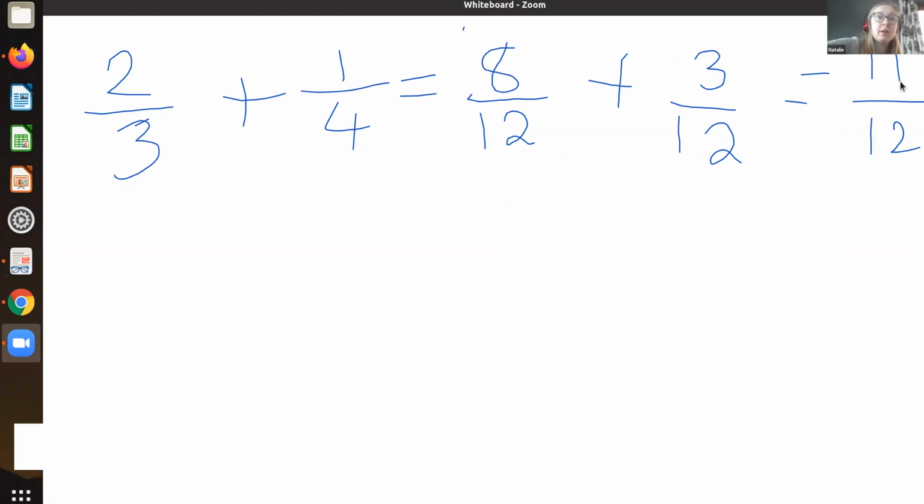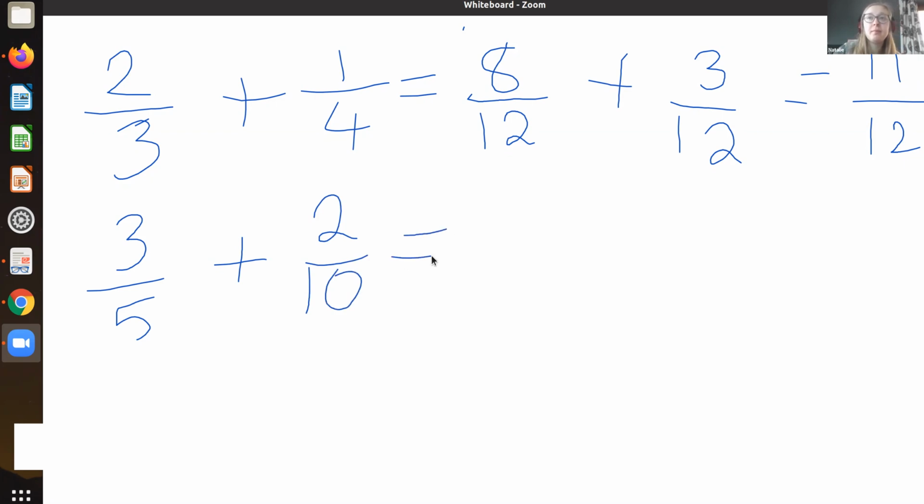Let's have a look at another one. This time, let's do 3/5 plus 2/10. Same thing, I'm going to want to make the bottoms the same. So I'm going to draw my little lines out so I make sure I remember to do that extra step. Now I need a number that's in both the 5 times table and the 10 times table. 10 is in both. 10 is in the 5 times table and the 10 times table.